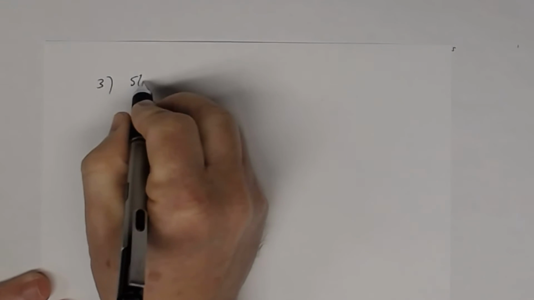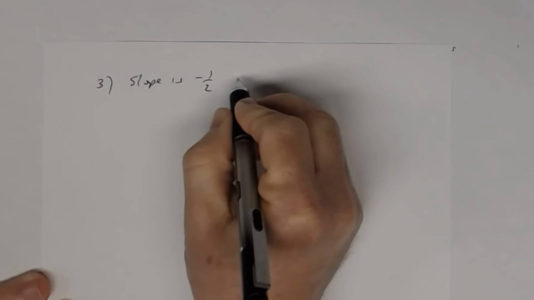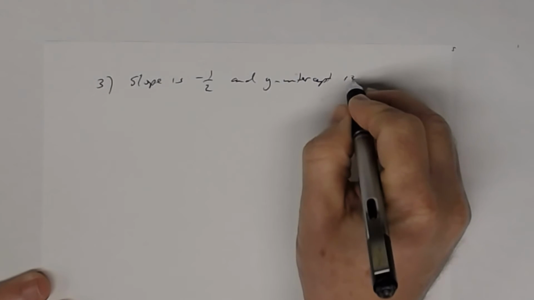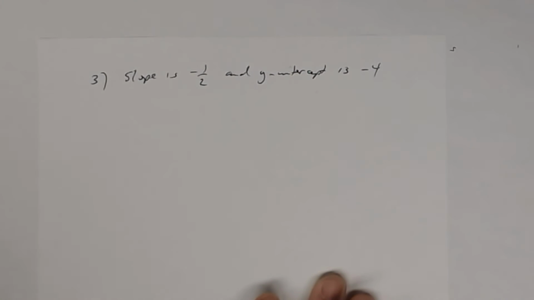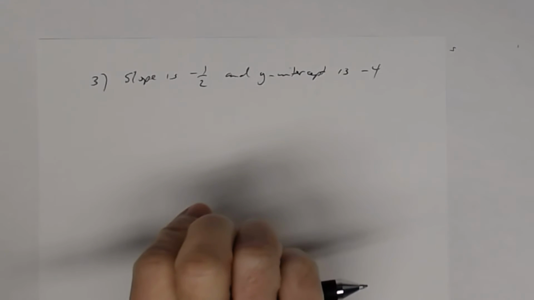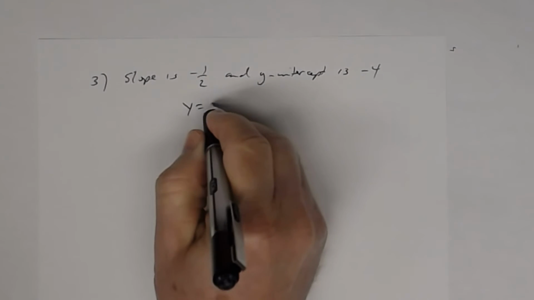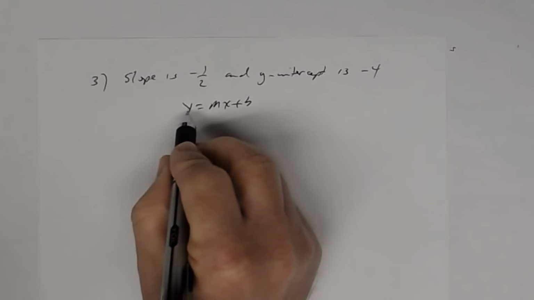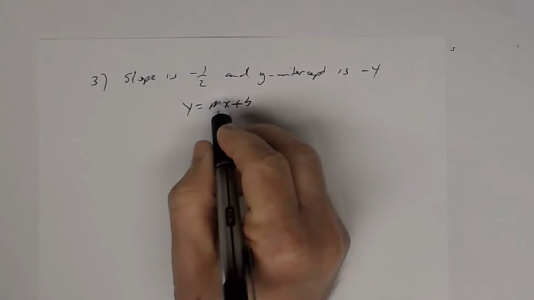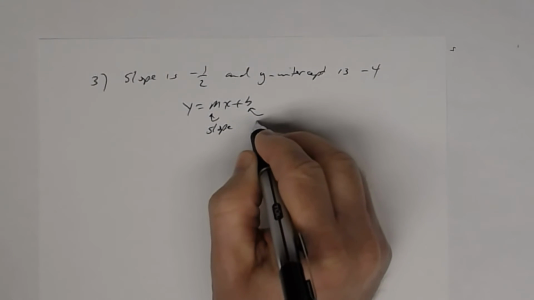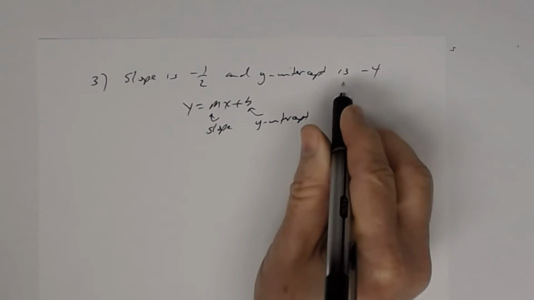All right, number 3. So let's suppose we have that the slope is negative 1/2, and the y-intercept is negative 4. All right, so slope is negative 1/2 and y-intercept is negative 4. Whenever the slope and the y-intercept are given and you want to write the answer in slope-intercept form, y equals mx plus b, that's an easy problem. So remember, to write an equation in slope-intercept form, you must know the slope, which you do. That's this. And you must know the y-intercept, which you do in both cases.